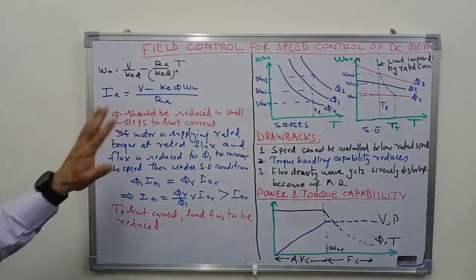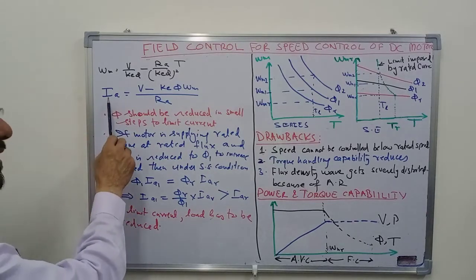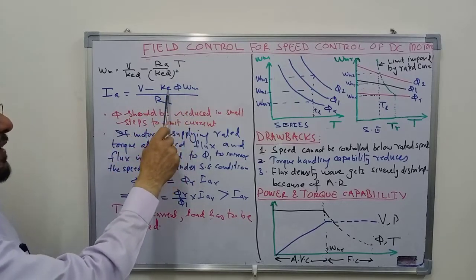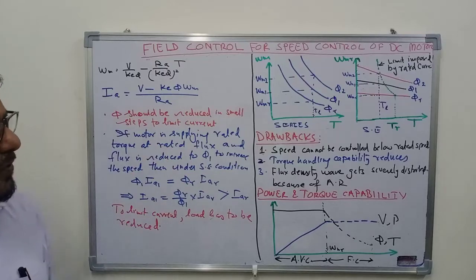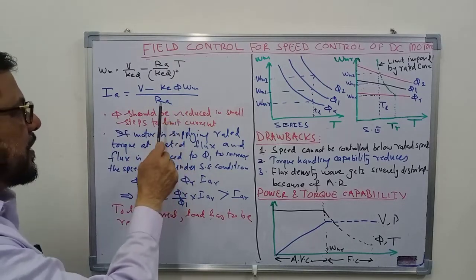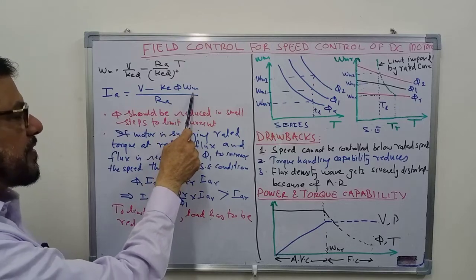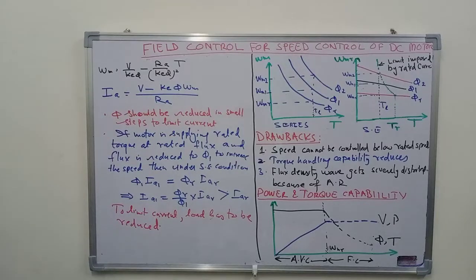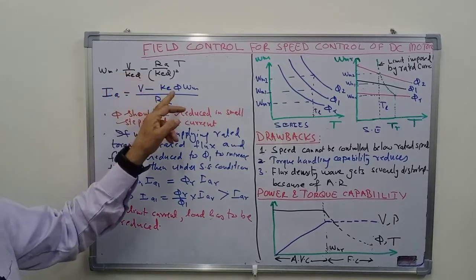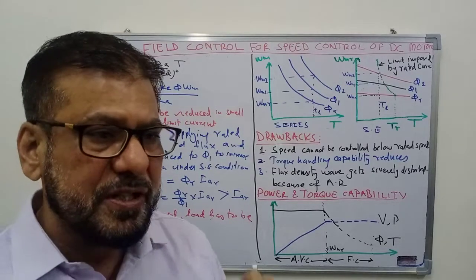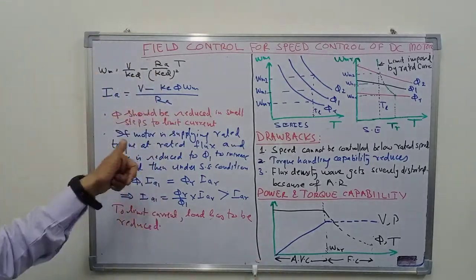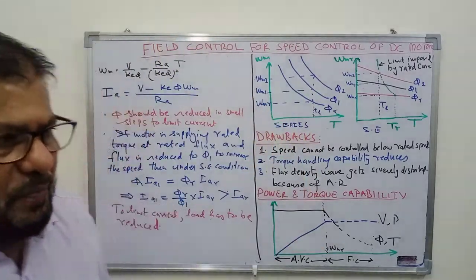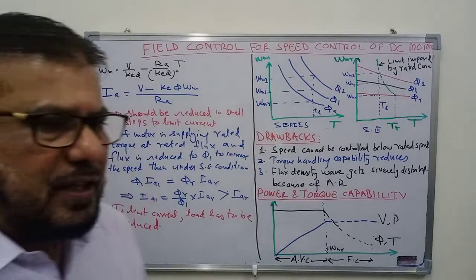Now one thing you should remember is that the current drawn by the motor depends on voltage minus the back EMF, that is Ke phi omega m, upon Ra. So if we reduce the flux suddenly, what will happen? Speed will not change instantaneously. So the current will rise to a very high value. So you have to change the flux only gradually, in small steps, so that during the transient period current does not cross the permissible limit for the motor. That is usually twice the rated current of the motor.